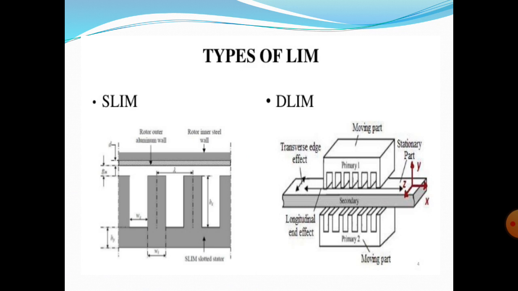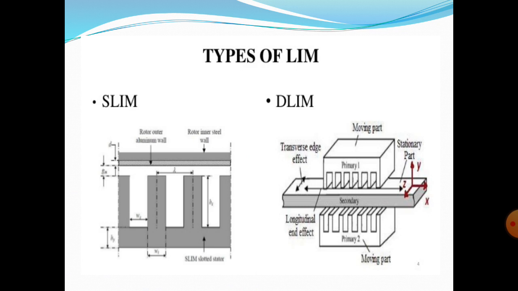In a single-sided linear induction motor, in order to reduce the total reluctance of the magnetic path, the LIM uses a metal sheet as the secondary winding, and the metal sheet is backed by a ferromagnetic material, such as iron.